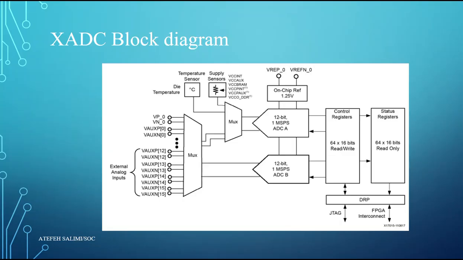The converted data is stored in control and status registers, which can be accessed through the DRP interface, or JTAG, or the FPGA interconnect, enabling both the processor and PL logic to read and process the measurement result.